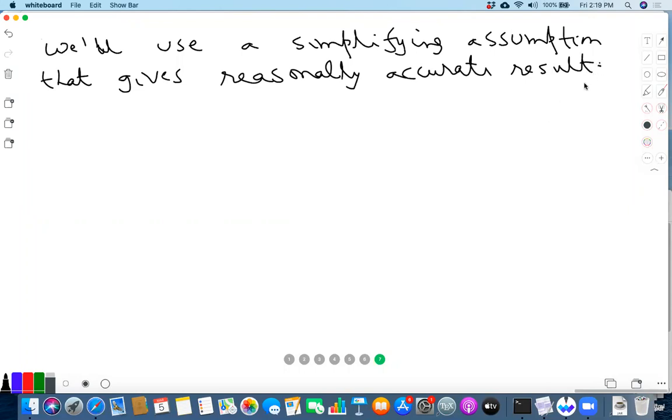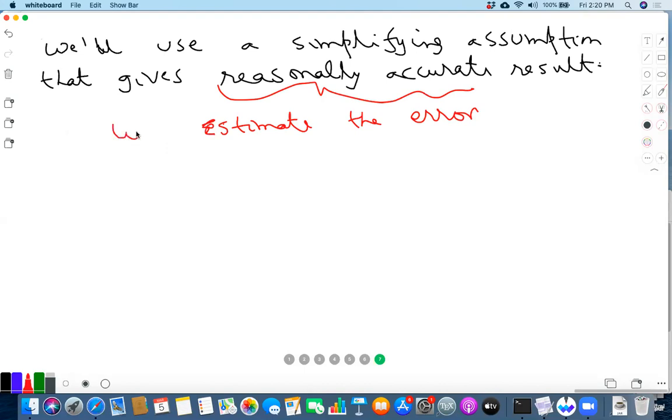Now, when I say reasonably accurate result, it's not that after calculating the result, we find that it agrees with the numerical results. We can also justify why it's reasonably accurate. So we'll even estimate the error. In this process, we will estimate the error that you make, and we will see the error is not very large. So let me say what the assumption is.